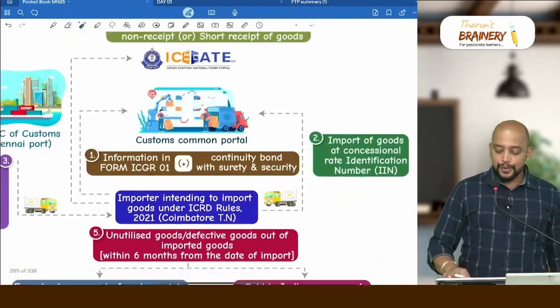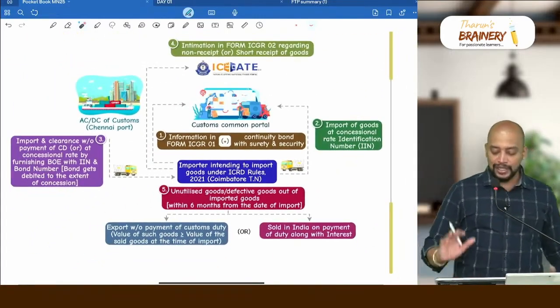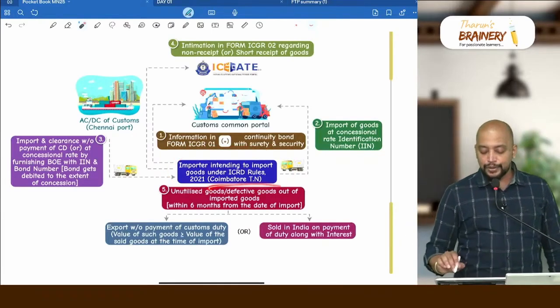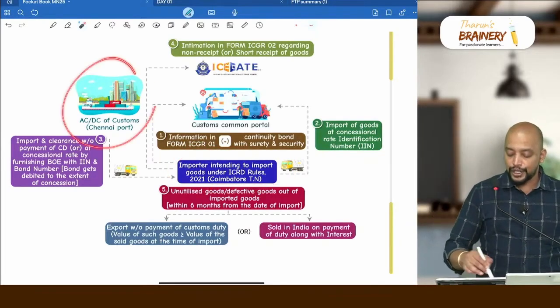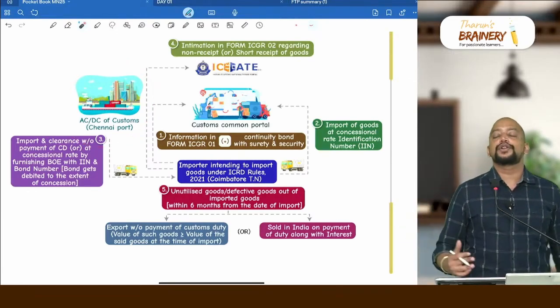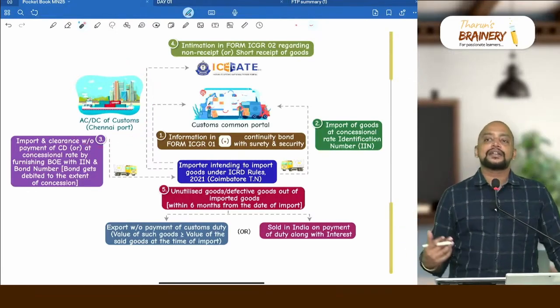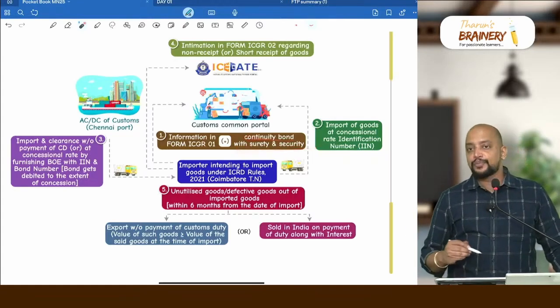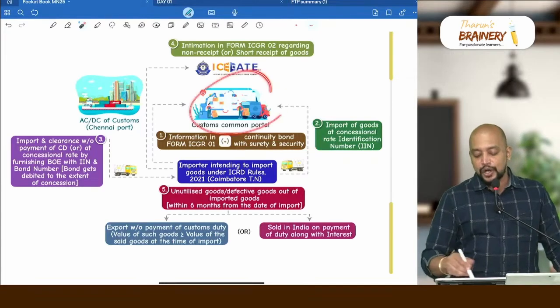And what is the process to be followed by that importer? Say there is an importer who is intending to import, he is located in Coimbatore, Tamil Nadu, and the goods are to be imported to Chennai port. First he needs to intimate the customs common portal what goods he wants to import, and the basic details should be submitted in the application. Plus he also needs to give a continuity bond with surety or security to the customs common portal.